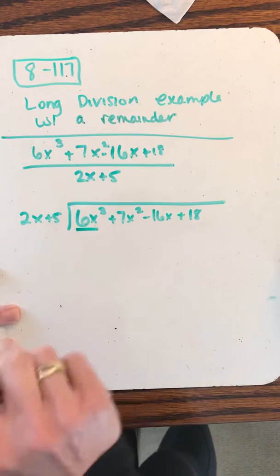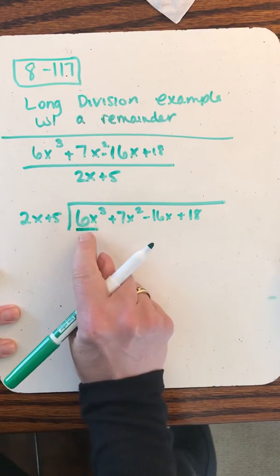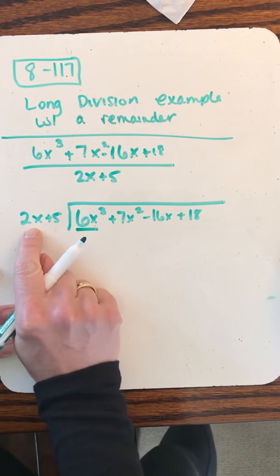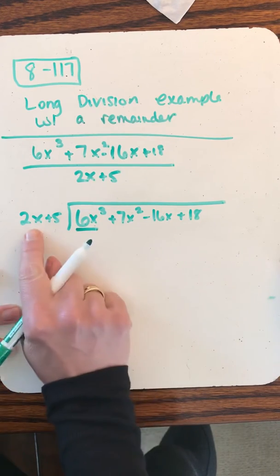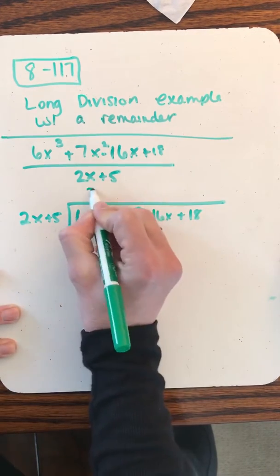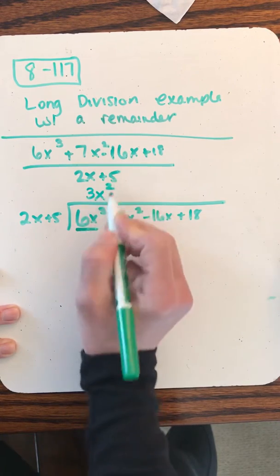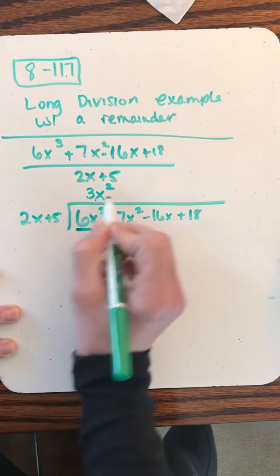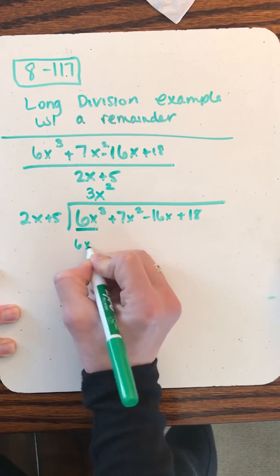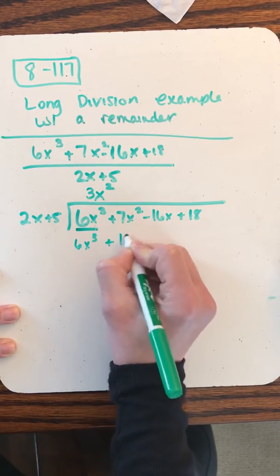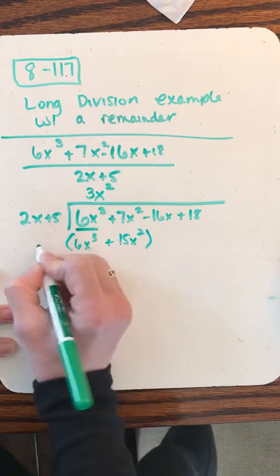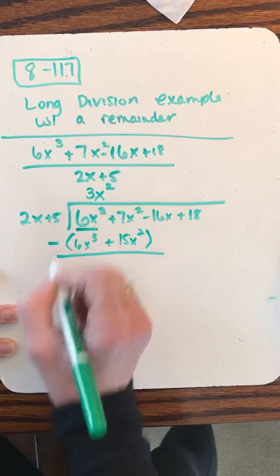All right, so here's how long division works. We start with the highest degree term of the polynomial, and the first thing you do is divide it just by the x term. So 6x cubed divided by 2x is 3x squared. Once you do that division, you multiply that number by what you're dividing by. So I get 6x cubed plus 15x squared. Then you take this quantity and you subtract it. So you've got to be careful with your sign there.